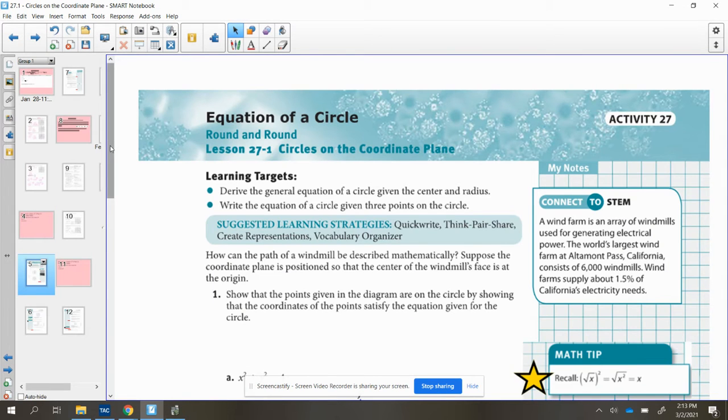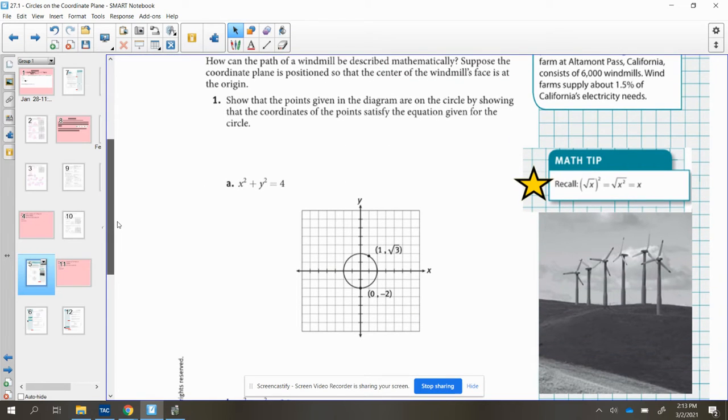On page 391, we see here the equation of this circle, and notice some of the points given on the circle: (1, square root 3) and (0, negative 2). And we want to show that those points do in fact lie on the equation of this circle. Now remember, anytime you square a square root, or square root a square, it equals that value underneath there. So just keep that in mind as we're plugging these in.